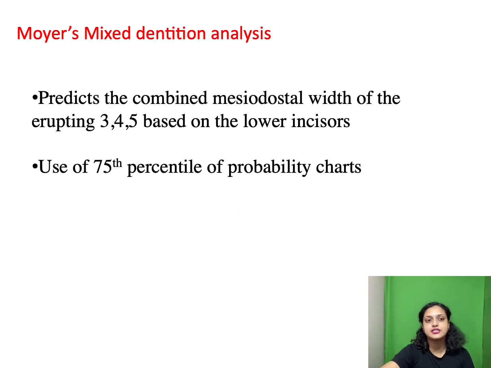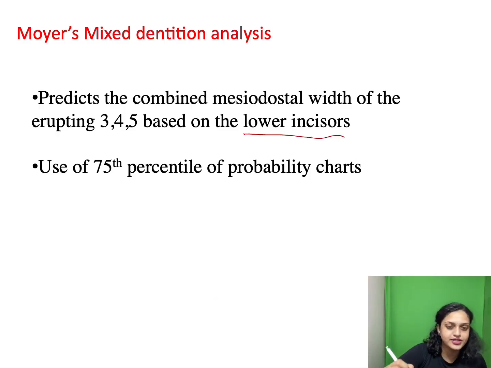So we'll just discuss Moyers mixed dentition analysis. Moyers mixed dentition analysis makes use of the lower incisors, based on the first teeth to erupt being the lower incisors, and they generally do not have any size discrepancies, unlike maxillary anterior teeth. Maxillary anteriors usually have peg-shaped laterals and all that. But mandibular anterior teeth are generally uniform in size, so they have taken the lower incisors. Based on the width of the lower incisors, they predict how big the canines and the premolars are going to be.